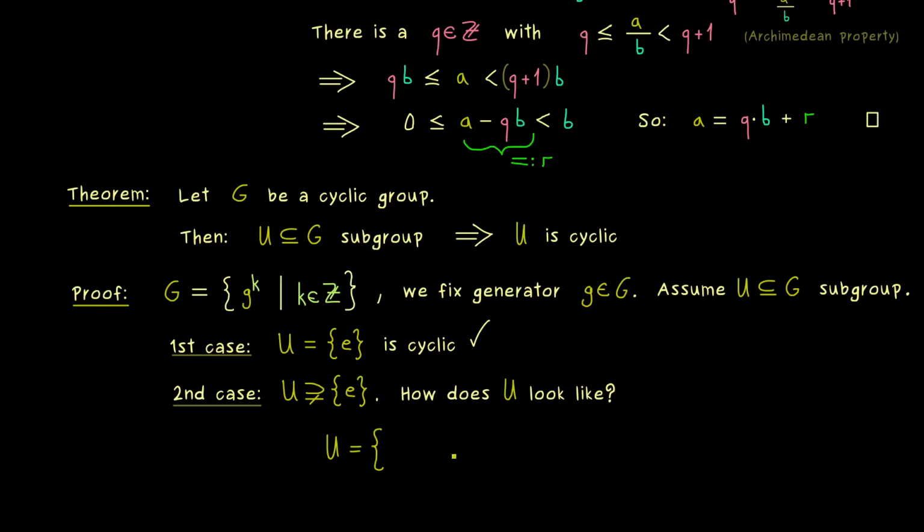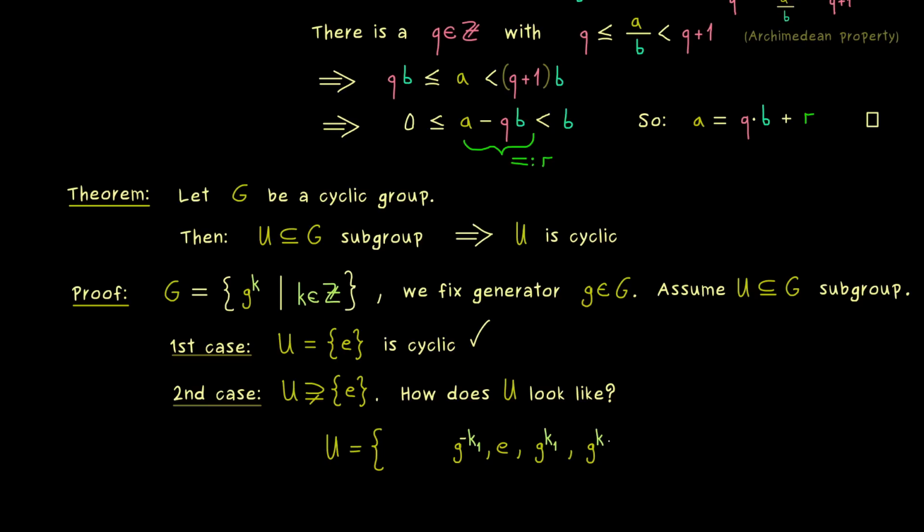Of course, it contains the identity element, but every other element looks like g to the power k. To keep it general, we could say we have the power k1 in this case. However, since the whole thing is a subgroup, we also know that the inverse with the power minus k1 is also in U. Therefore, we don't lose any information to assume that our k1 is a positive integer.